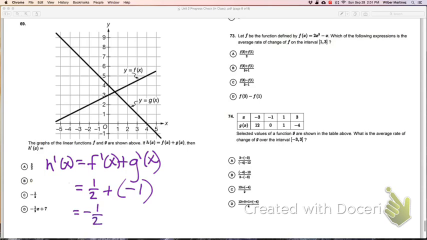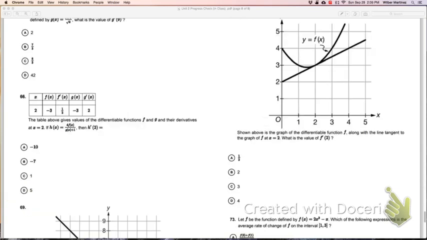For this next one, it says, shown above is the graph of the differentiable function f, along with the line tangent to the graph of f at x equals 2. What is the value of f prime of 2? Here is the point x equals 2, and this is the tangent line to the graph at that point. So they just want to know what is the value of f prime of 2. This is more of a conceptual question.